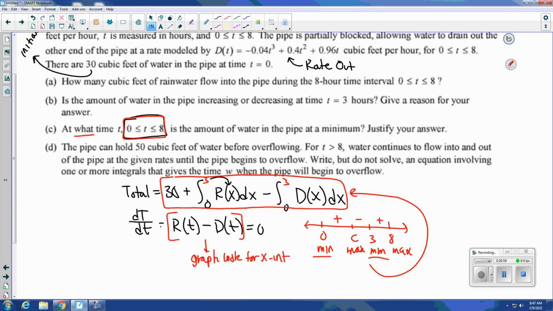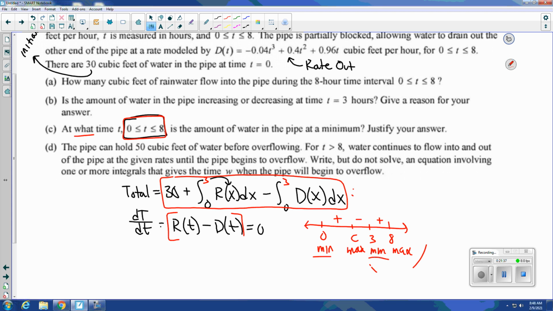You're going to take the derivative of the total function. How do we get the total? Initial plus amount in minus amount out. Take the derivative. You end up just getting rate in minus rate out. Set that equal to 0. Find the critical point. So if this is a non-calculator question, you're still doing the same thing. Set it equal to 0. Find the critical points. Don't forget to include those endpoints and analyze those when you're making your final analysis. If you have to determine what is the minimum or maximum, take those into consideration. In this case, it just says at what time does the minimum happen.